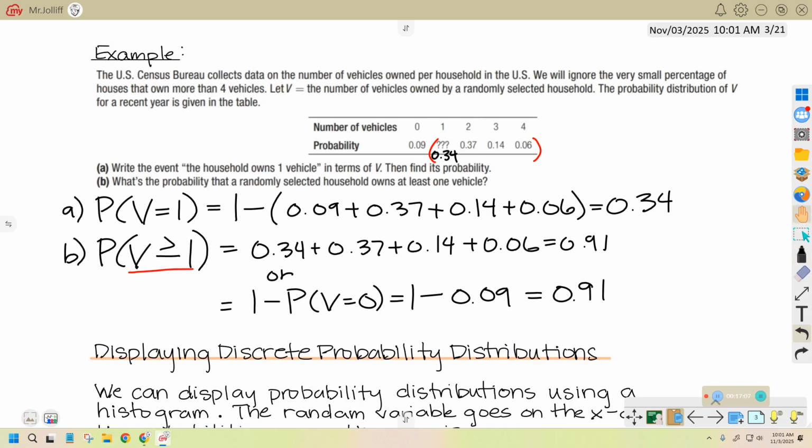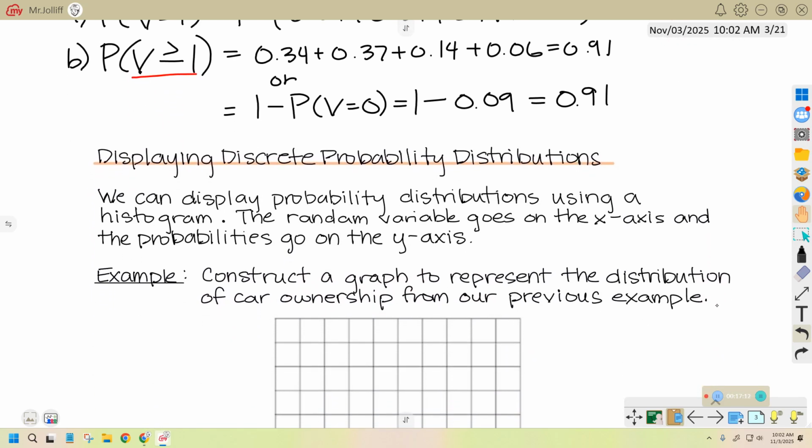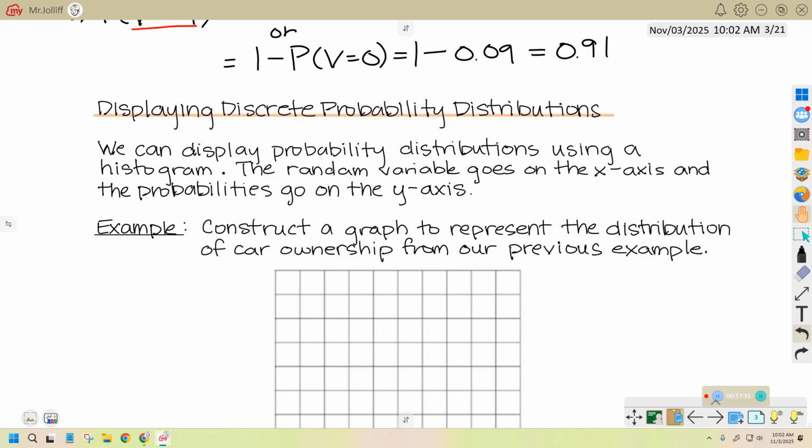Okay, so table is great. There is another thing that we can do to represent a probability distribution, and that is draw a picture or a graph. Specifically, we are going to make a histogram. I know, gross, but it's not gross. All you have to remember, random variable goes on the X, probabilities go on the Y. From there, it's not so bad.